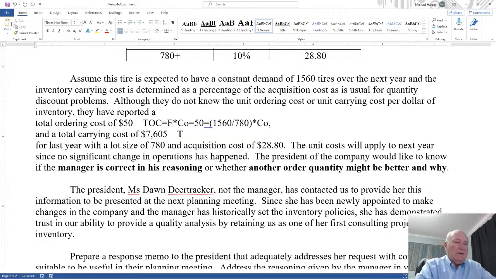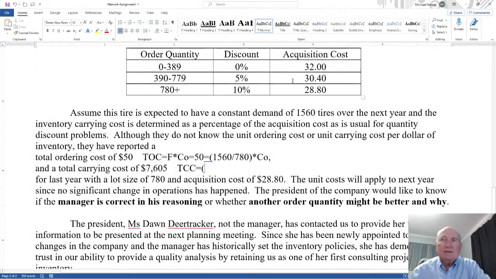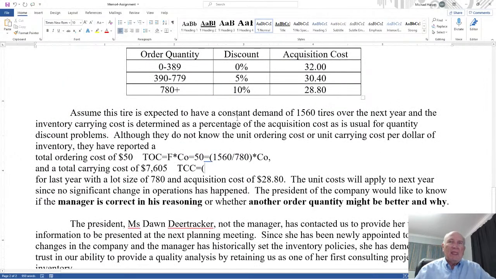Okay, and then the total carrying cost will equal, and in this case, we're assuming, I think somewhere I say there's no safety stock. So we're assuming no safety stock. So it's going to be Q over 2 times I times C sub C. Now remember, it is the percentage of the acquisition cost, as is usual for discounted problems.